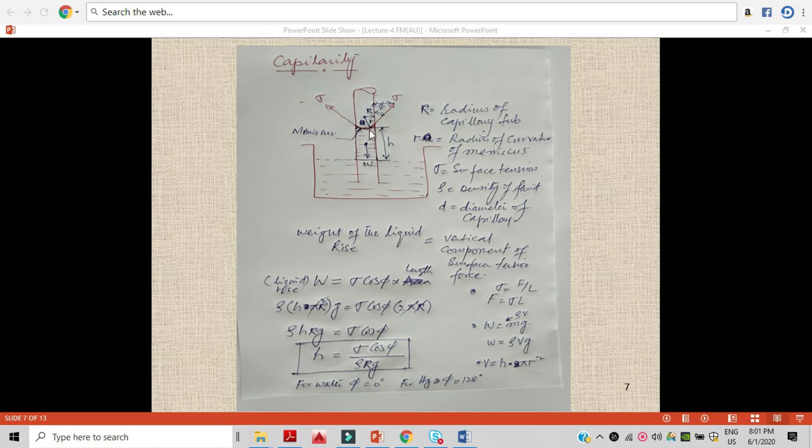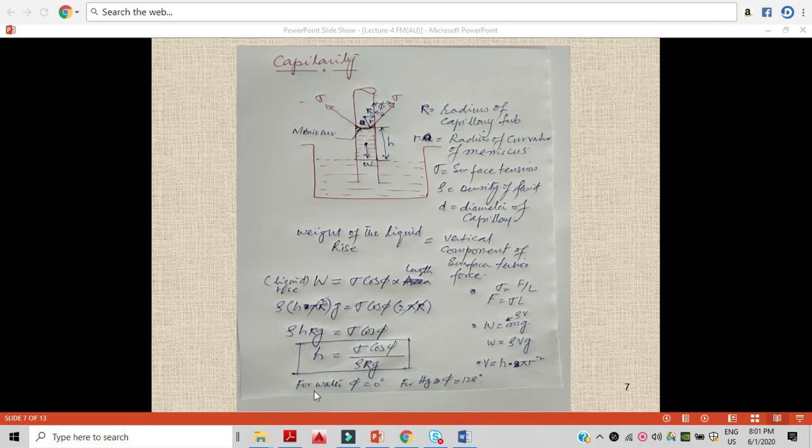What is the area? Area is pi r square. So that means height h into pi r square. So here pi and pi, and one r and r are going to be cancelled. So finally it will end up with h equals 2 sigma cos phi over mu into r into g.